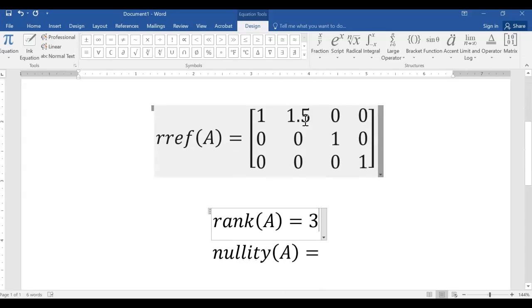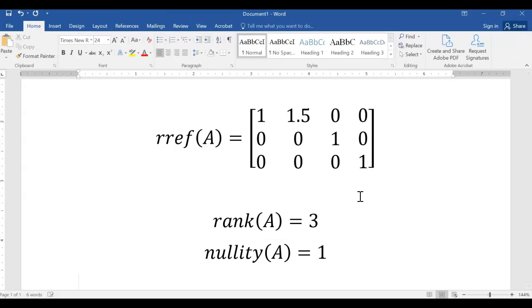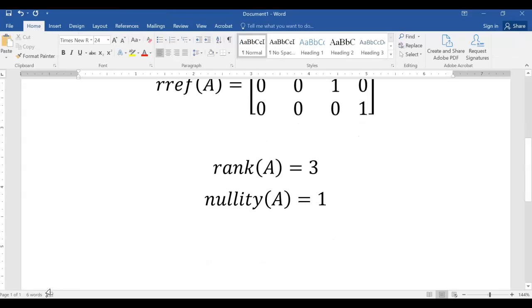Now as far as nullity goes, the row reduced echelon form of A has only one free variable. That's going to lead to a parametric solution with only one vector. So nullity is 1.